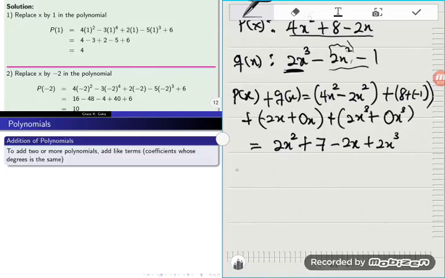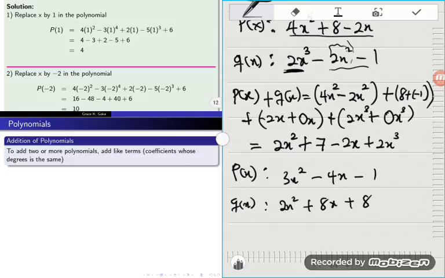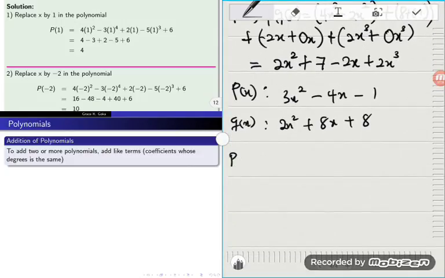Another example, if we have p of x giving us 3x squared minus 4x minus 1, and then q of x giving us 2x squared plus 8x plus 8. And we want to add p of x to q of x. First, we pick the first term of the first polynomial, which is 3x squared, and then add it to a term in the second polynomial which has the same degree as the first term in the first polynomial.